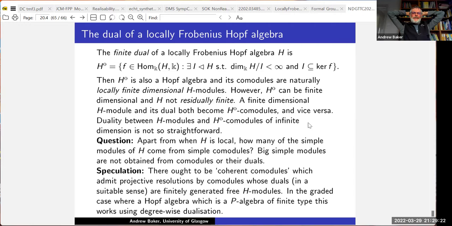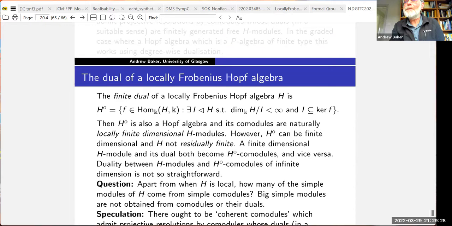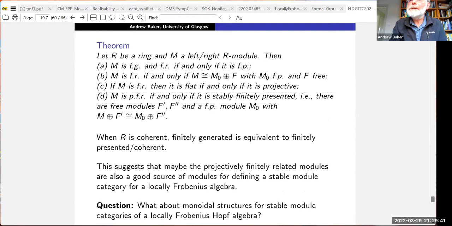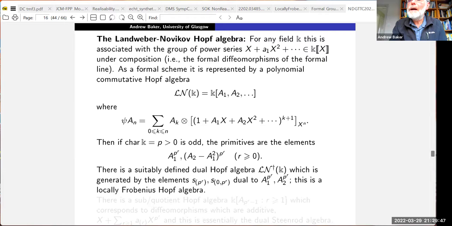I flip this up. Sorry, I'm not very good at moving around on the screen. How do I do this right? I want to go back up a couple of slides to the examples. Where are the examples? Sorry, it's further up than this. Much further. Right.